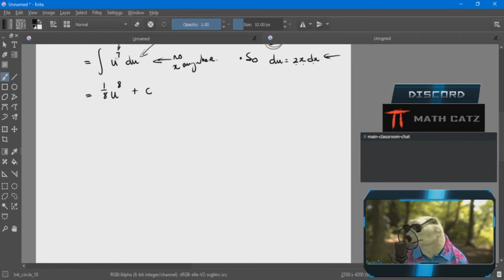And just think about the reverse power rule. That is easier and I'm more comfortable with. However, this was just a detour that I can choose to take.